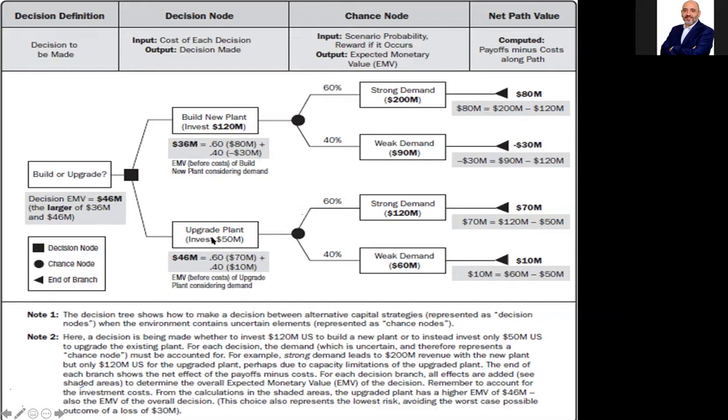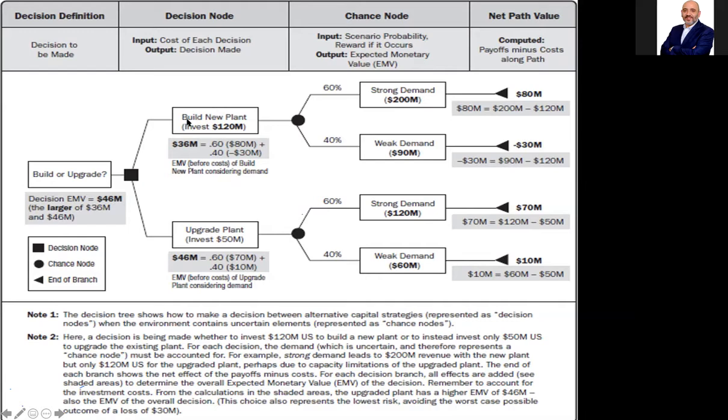So what about the other route? The other route is to upgrade. Okay. I have a 60% chance of 120 million dollars minus the initial investment of upgrading, 46. So I have a 60% chance of a 70 million profit. And for weak demand, I have a 40% chance of 60 minus 46. It's a positive outcome also but small, only 10 million. Both gave me a positive outcome. So the expected value of upgrading is 46 million.